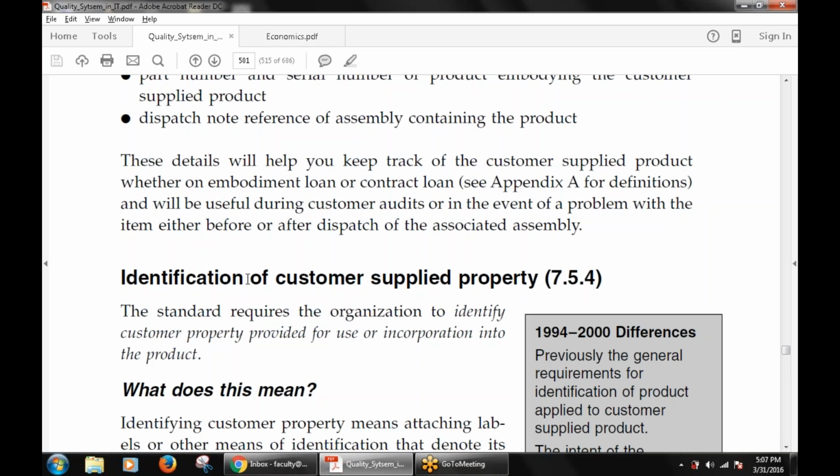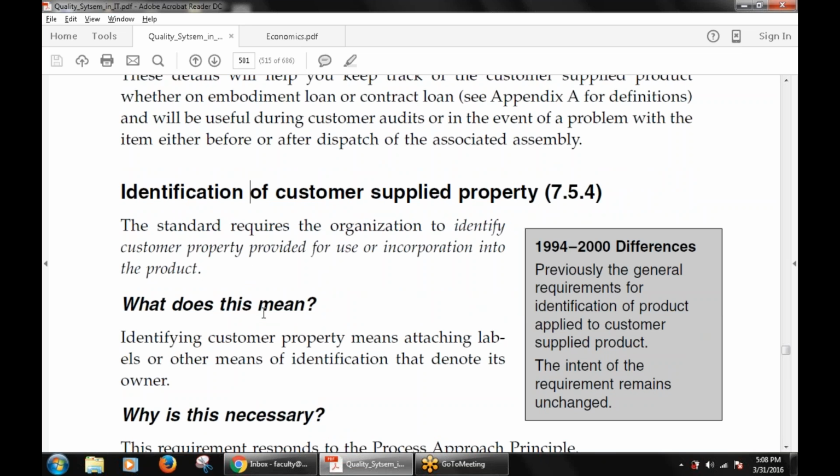Next is identification of the customer supplied property. That is how we identify which property is supplied by the customer. The standard requires the organization to identify the customer property provided for use or incorporation into the product. Identifying customer property means attaching labels or other means of identification that denote its owner.